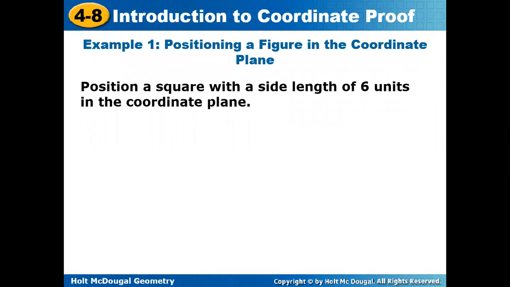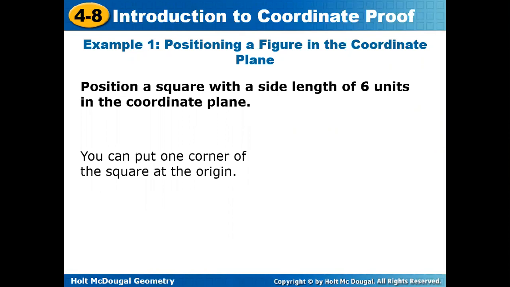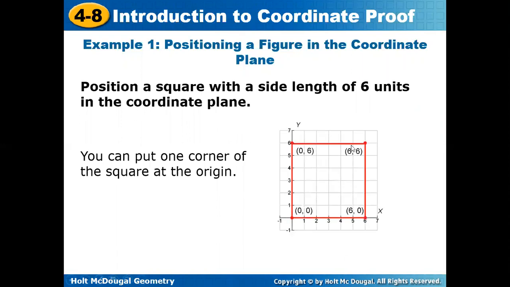Let's see example 1. Position a square with a side length of 6 units in the coordinate plane. You can put one corner of the square at the origin, like this. We want to position a square with a side length of 6 units, so you can put one corner of the square at the origin and count 6 units.